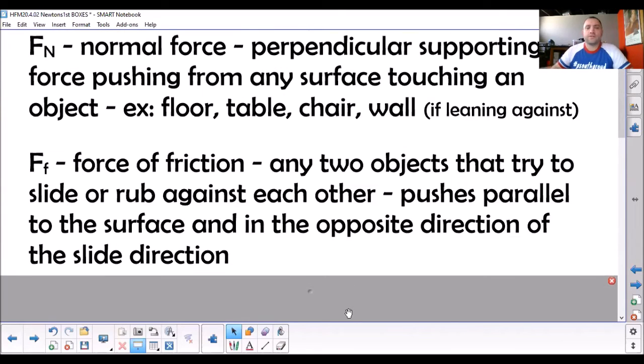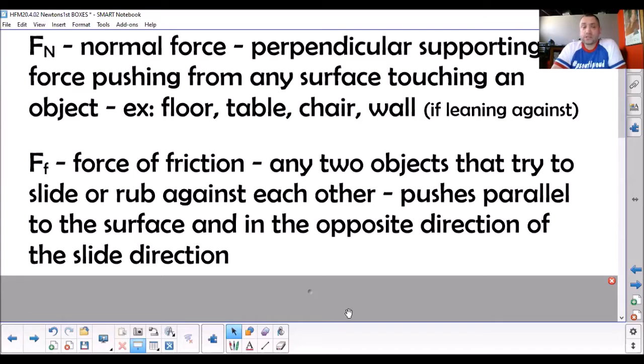Next one is the force of friction. So the force of friction is any two objects that try to slide or rub against each other. So there's a key there. It says that they try to. So if you push your hands together, you try and push them apart and they don't quite move. If you're trying to slide them from each other and they don't quite move with each other, there's still friction there. That's what's keeping them from sliding. And obviously if you do rub them, hands are going to warm up because they're pushing on each other.